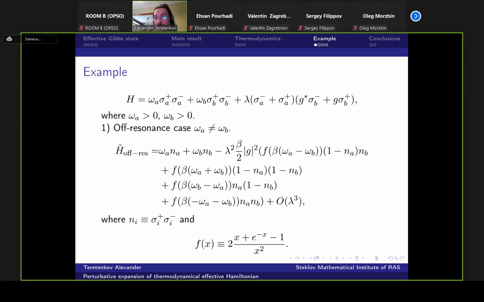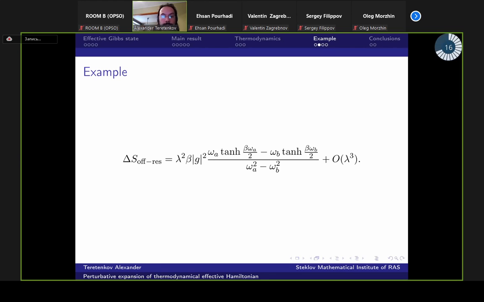But one would say, well, where is the rotating wave approximation here? For the off-resonance situation, the rotating wave approximation gives us just the free Hamiltonian, and some non-trivial terms from the interaction occur only when the frequencies are very close to each other. And the last slide about the off-resonance situation is just a direct computation of this information loss, just an explicit formula.